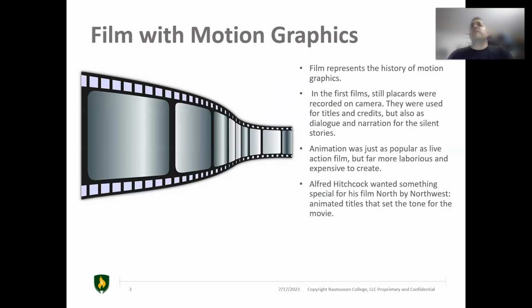So we're going to use a lot of motion graphics to really create animation, and film represents really the history of motion graphics as a whole. The first films used placards recorded on camera. They were used for titles and credits, but also dialogue and narration for the silent stories. Animation was just as popular as live action film, but far more laborious back in the day. So we added more technique and more skill levels to reduce the time and improve efficiency. Alfred Hitchcock was one of these people to really implement these processes, utilizing motion graphics in title cards and end cards.